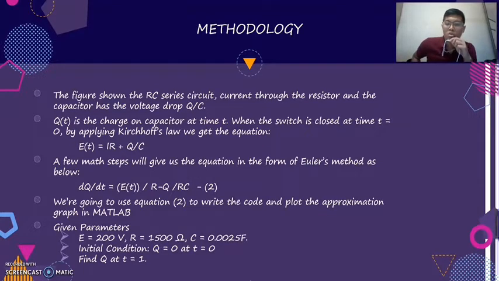We are going to use equation 2 to write the code and plot the approximation graph in MATLAB. So the given parameters: E equal to 200 volts, R equal to 1500 ohms, C equal to 0.025 farad. The initial condition is Q equal to 0 at t equal to 0. So the question is to find Q at t equal to 1.